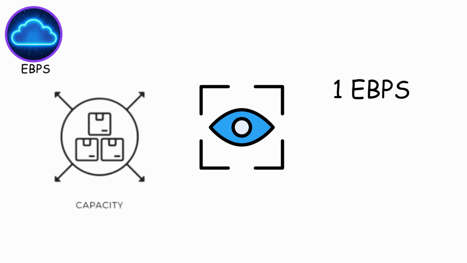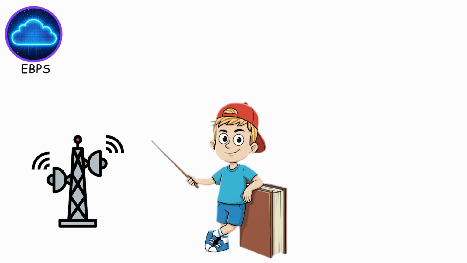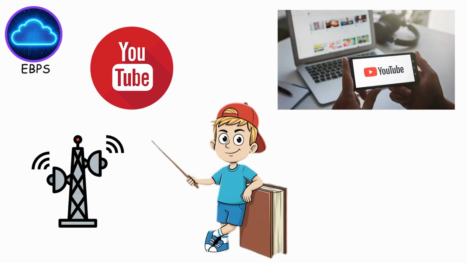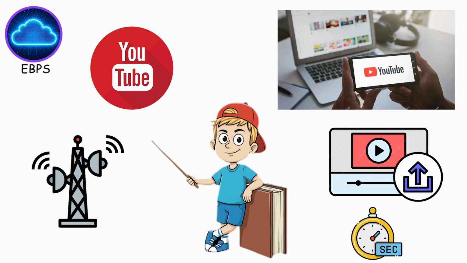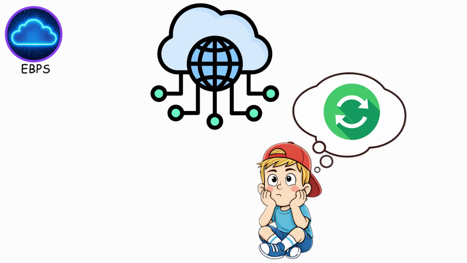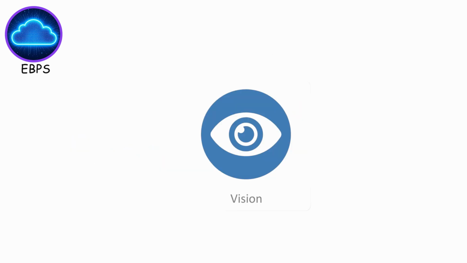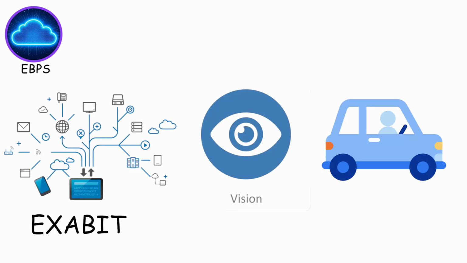To visualize the capacity, 1 exabit per second equals 125,000 terabytes per second. That's sufficient to transmit YouTube's entire contents, every video ever uploaded, in mere seconds. Imagine synchronizing all worldwide cloud data instantaneously between continents. That's the vision driving exabit networking research.